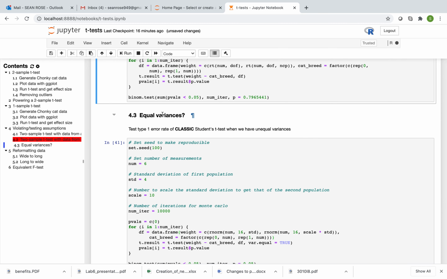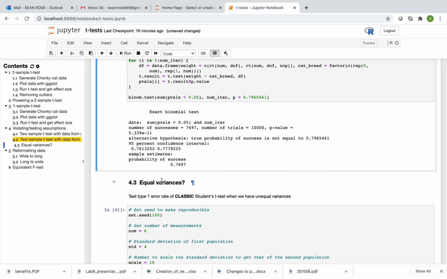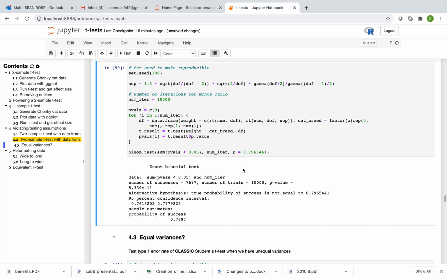Next, we're going to look at the other assumption of the t-test. It's not really an assumption because we don't assume it for Welch's t-test, but we're going to look at whether having unequal variances really screws up the t-test. Anyway, let's look at our results for the t-distribution. For the number of successes, we got 7,697 accurate rejections of the false null hypothesis out of 10,000 trials. That gives us a probability, or a power, of 76.97%. The confidence interval is pretty tight again.